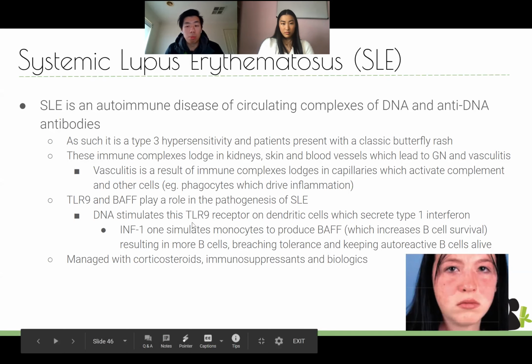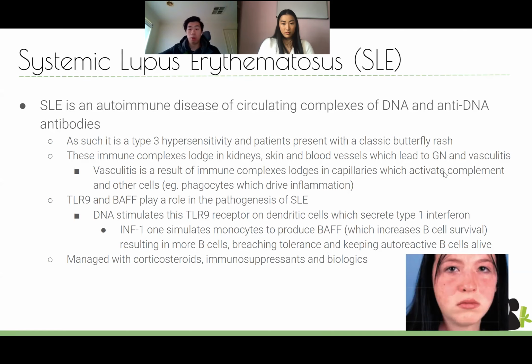This is how it causes this kind of disease, because its immune complexes will lodge in a variety of different places. It will cause a glomerulonephritis and vasculitis by itself, as these immune complexes lodge and activate complement and do damage and inflammation that way.